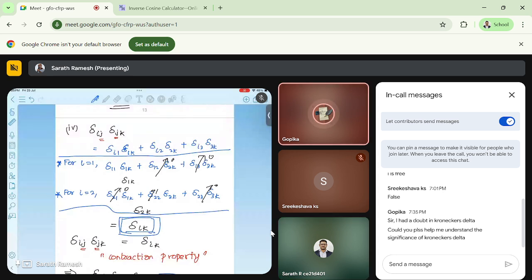The reason why we are always summing up to 3 is because we are using 3D space. Usually it is n-dimensional, but here mostly we see only 3D, so that's why. Okay, thank you.